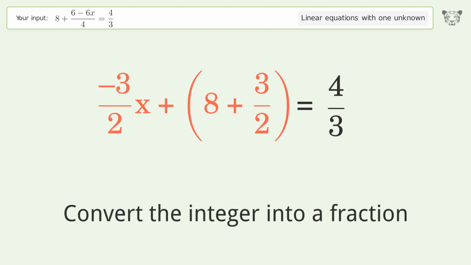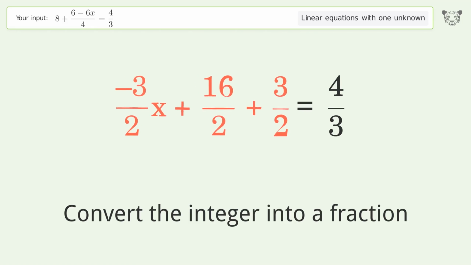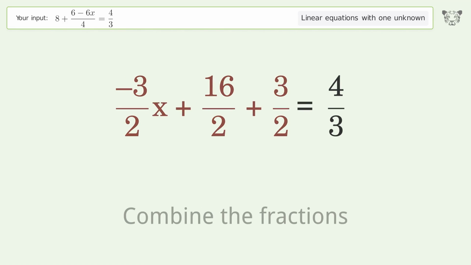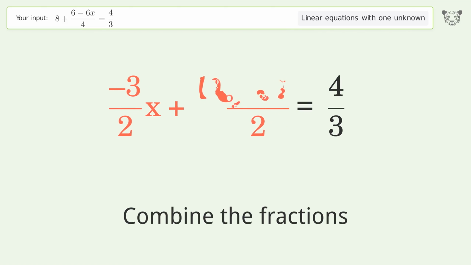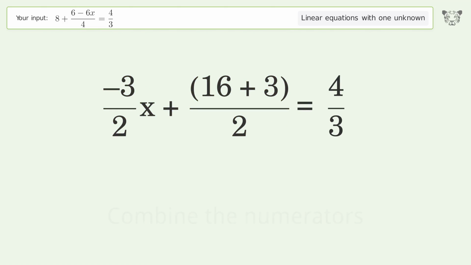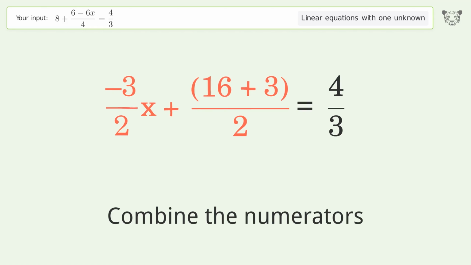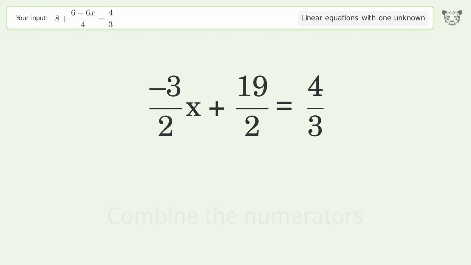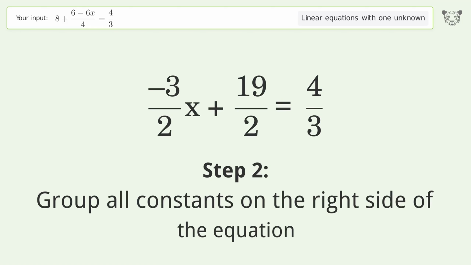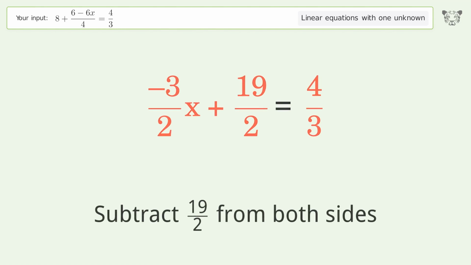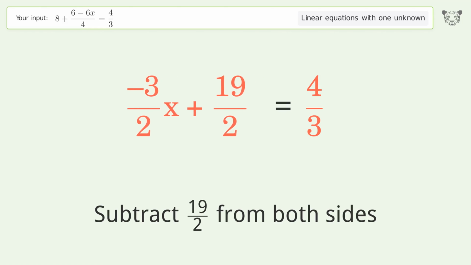Convert the integer into a fraction. Combine the fractions. Combine the numerators. Group all constants on the right side of the equation. Subtract 19/2 from both sides.